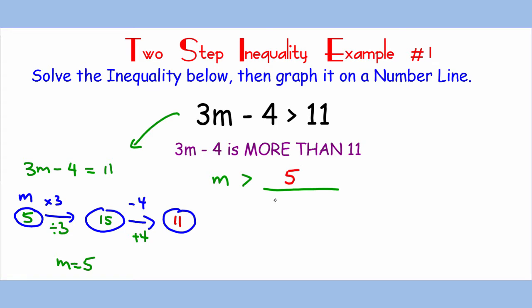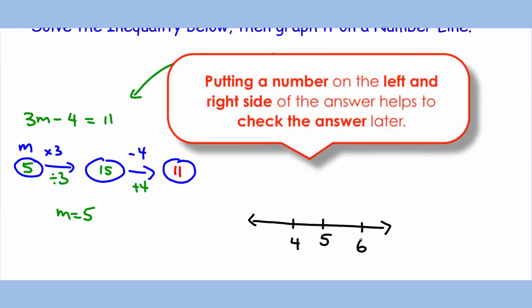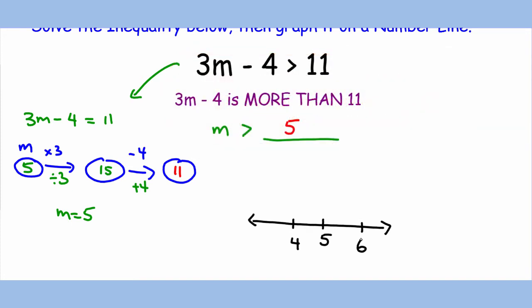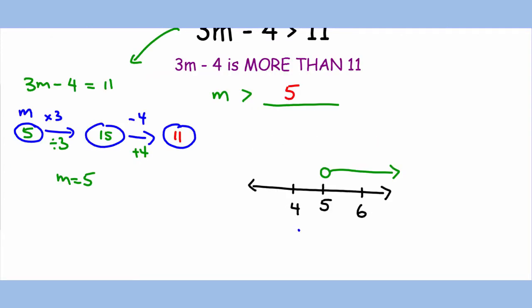And to graph this statement, we will begin with an empty number line where you put the 5, which is the answer, in the middle, and pick a number of your choice on the left side and right side, which in this case I will pick 4 and 6. The reason we pick a number on the left side and the right side is because it helps us to check our answer later on to see if the answer makes sense. So we will put a circle on top of the 5 representing the answer, and we will not shade it in because your answer needs to be more than 5, and the arrow will be pointing forward, just like our greater than symbol.